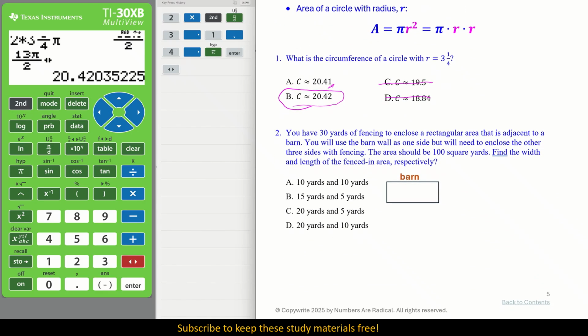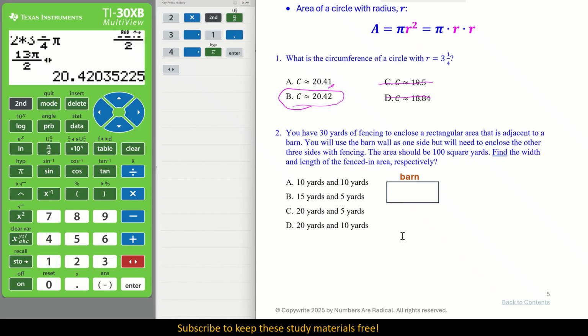All right? You have 30 yards of fencing to enclose a rectangular area that is adjacent to a barn. You will use the barn wall as one side, but will need to enclose the other sides with fencing. The area should be 100 square yards. Find the width and length of the fenced-in area respectfully.